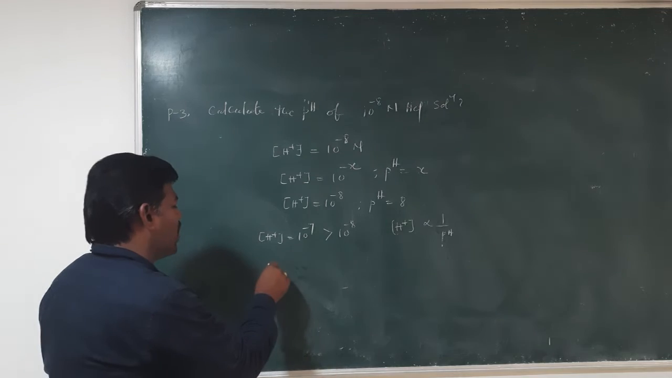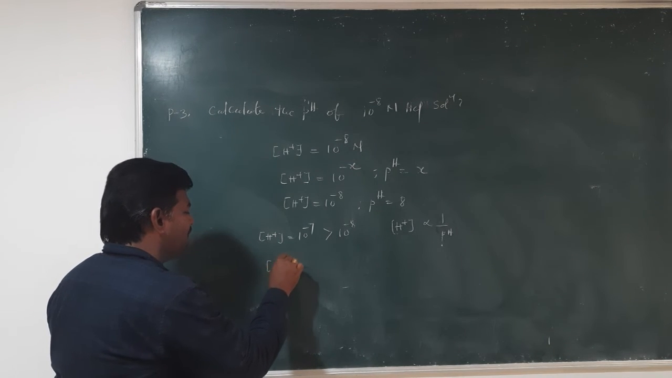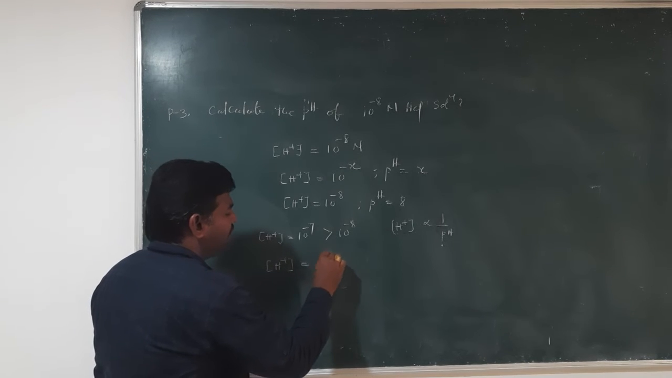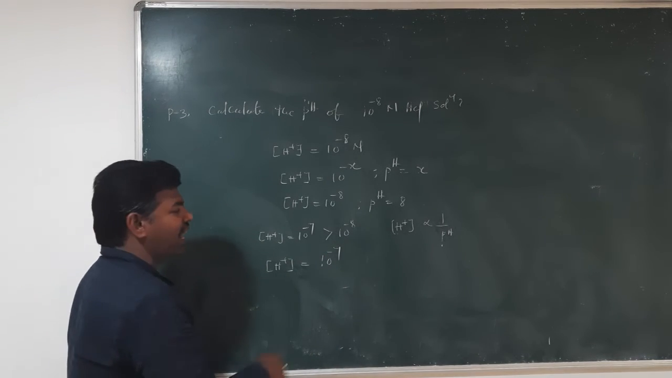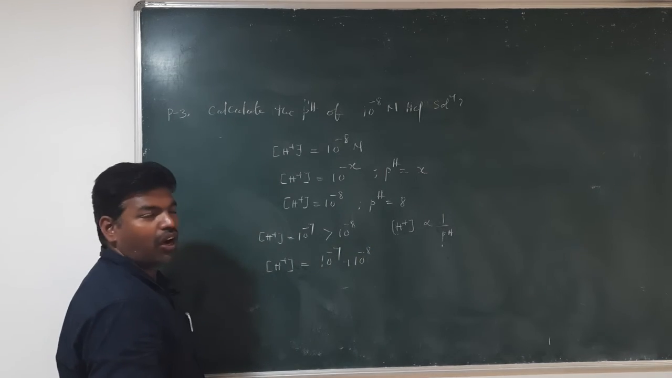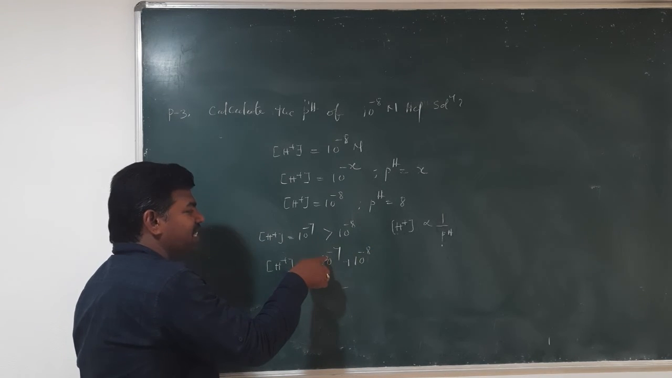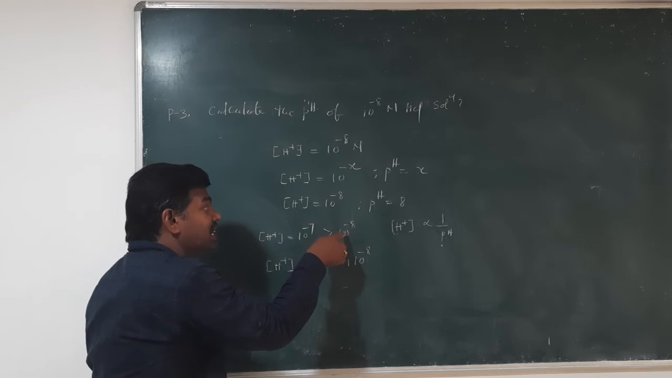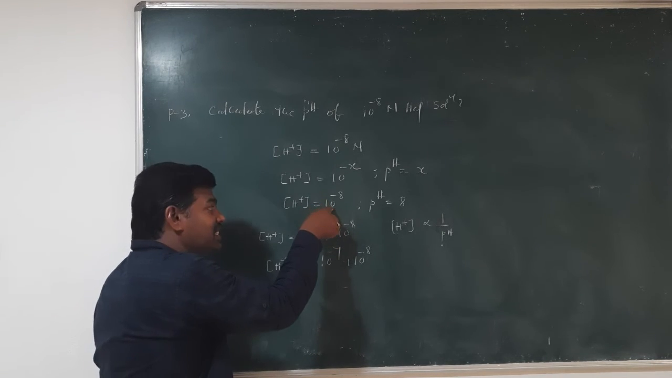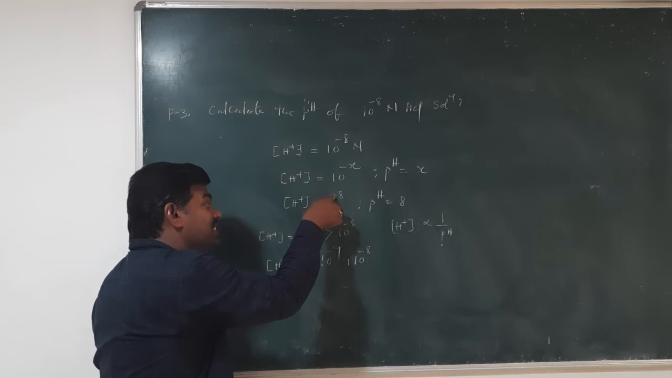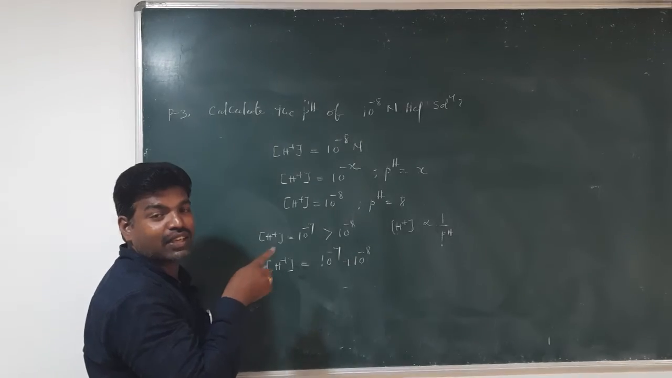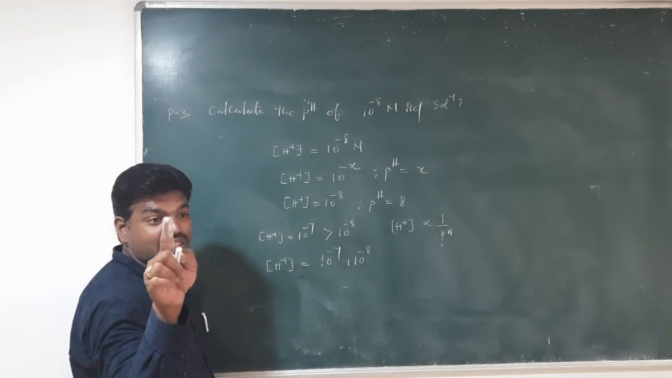So here the concentration of H plus ions from water is 10 power minus 7 and H plus ions from the solution is 10 power minus 8. Why do we take this 10 power minus 7? Because here the concentration of H plus ions is 10 power minus 8, which is less than 10 power minus 7. Only in such cases we should take the concentration from water.